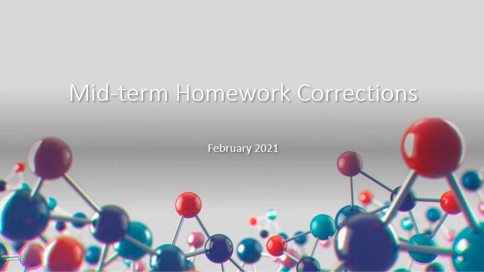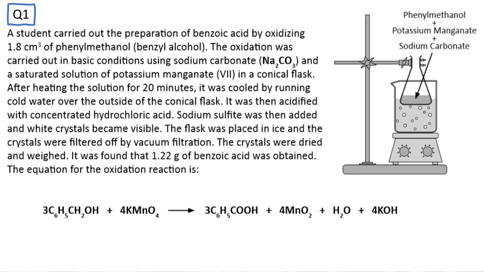This video contains the corrections for the midterm homework. Question 1. A student carried out the preparation of benzoic acid by oxidizing 1.8 centimeters cubed of phenyl methanol. Now, I know I'm probably going to need that, so I'll note down what that is in relation to.